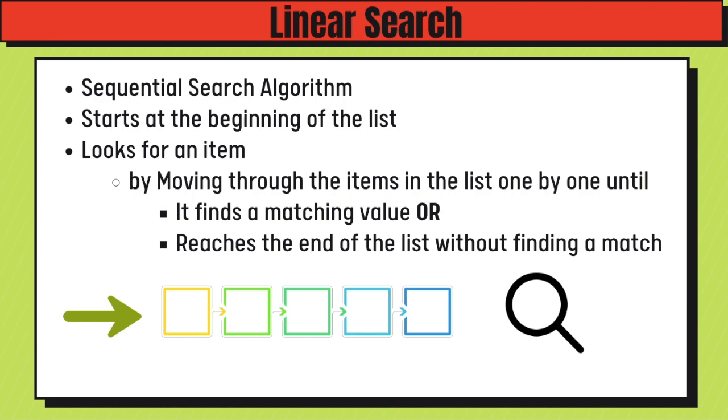In this section, we will look at how we can use linear search to look for an item within a list. So linear search is a sequential search algorithm, which means that it starts at the beginning of the list and looks for an item by moving through the items in the list one by one until it either finds a matching value within the list or it reaches the end of the list without finding a match. If it does find a match, it will return true, and otherwise it will return false.